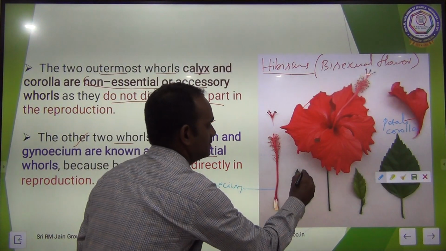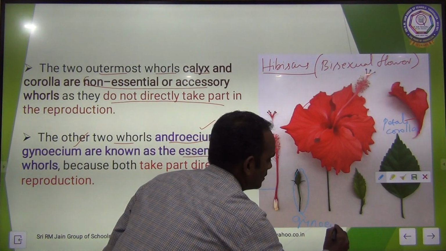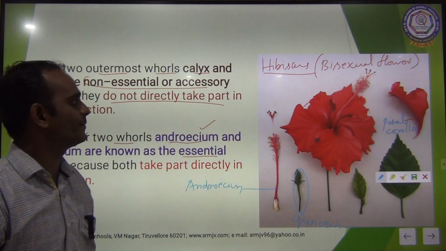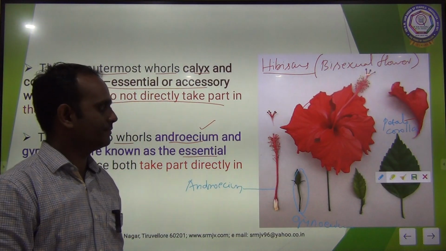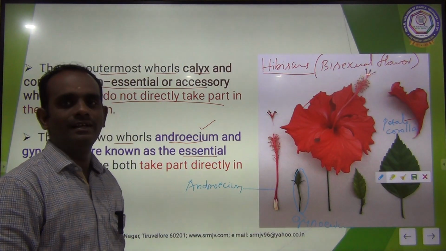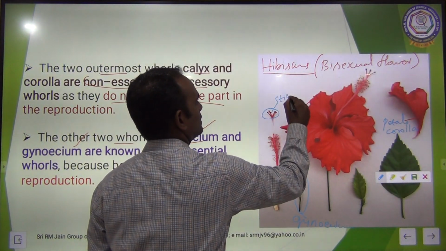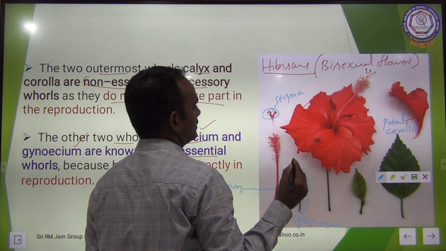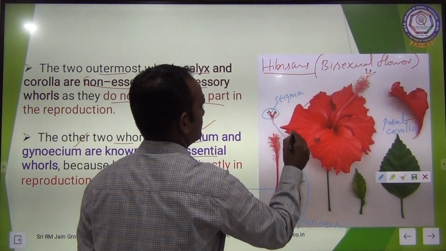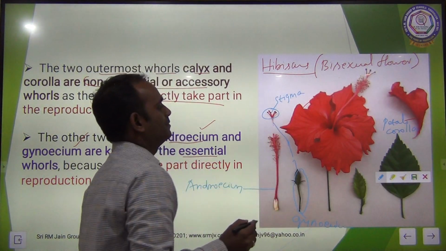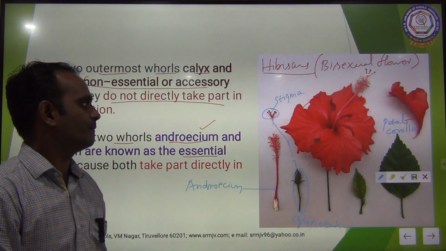What is this part, children? This is Gynoecium. Is it right? What is this, children? Stigma. The stigma is absent here. So these are the parts of a flower.